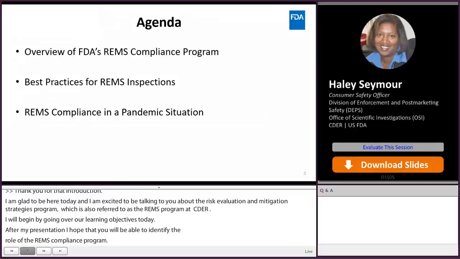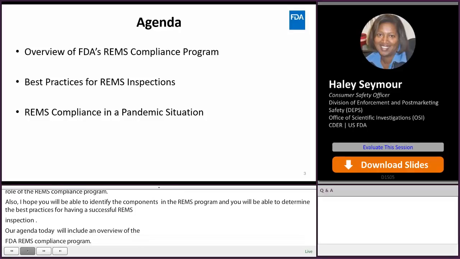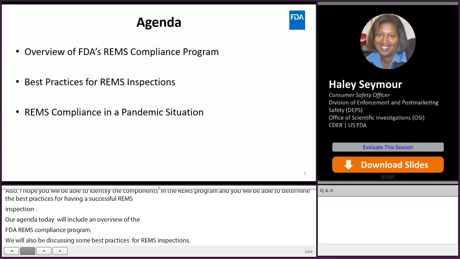Our agenda today will include an overview of FDA's REMS Compliance Program. We will also be discussing some best practices for REMS inspections. And then I will briefly discuss how our REMS Compliance Program is operating during the pandemic.